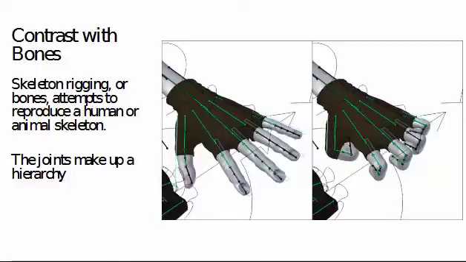Now, this is contrasted with skeletal animation or skeletal rigging, where you're really animating with bones and you're attempting to reproduce a skeleton, and then you're adding controls to manipulate that skeleton. That's a different way of approaching animation.